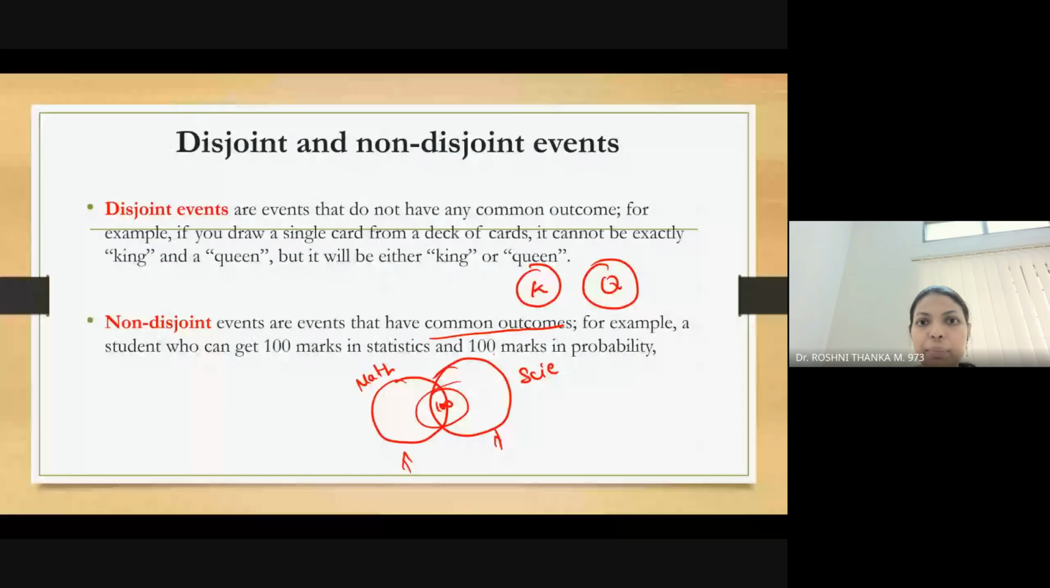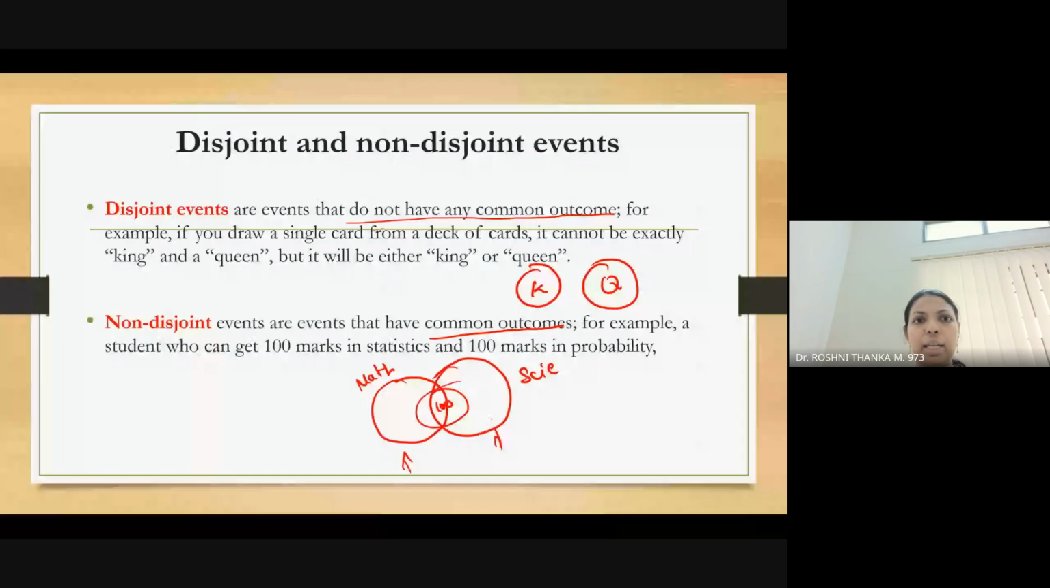I hope you got it. Disjoint event means something will not occur in common; they do not have any common occurrence. When we have a common occurrence between events, that is called a non-disjoint event. Okay, I have explained it.